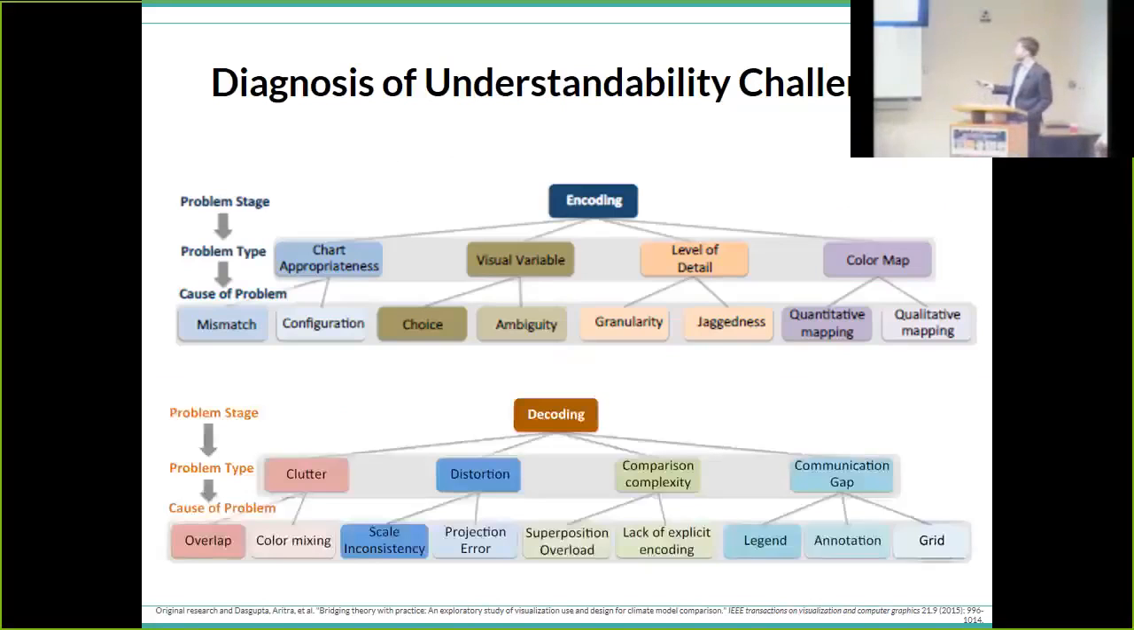The other part of this, so there's encoding problems. The decoding problems are things that, even if you make a lot of these choices right, something might go wrong with the reader. It could be that they just don't have the right prior knowledge, or there are other factors involved that cause problems. And so this could be things like there's too much stuff on the map. You're just trying to put too many things on. So they might interpret it correctly, but it might take them three times as long to figure it out. Okay, just as an example.